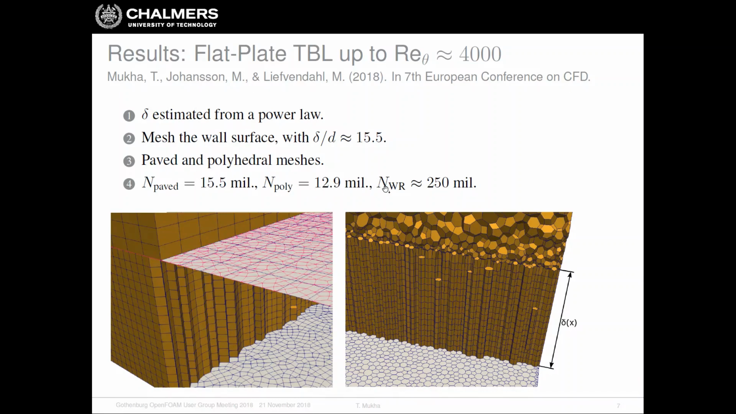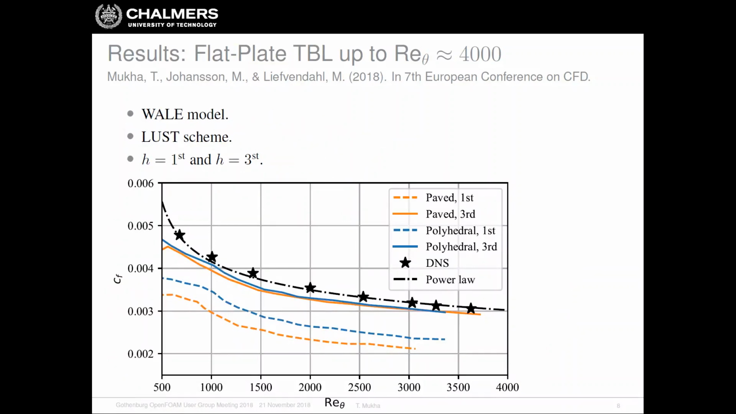Just to compare, if we would instead opt for a wall-resolved LES and mesh the same geometry and aim for the same Reynolds number, what we would get is approximately 250 million cells. So as you can see, we save a lot of resources by opting for wall modeling instead. Okay, so let's look at some results.